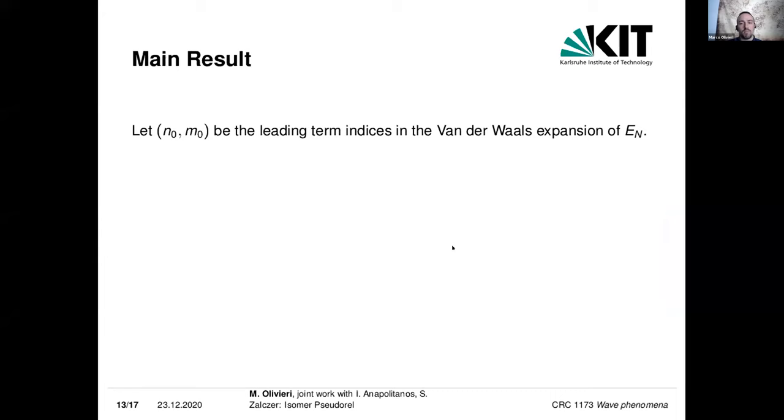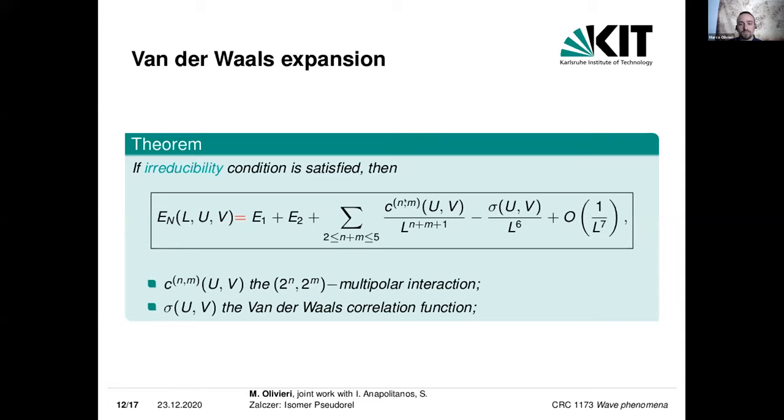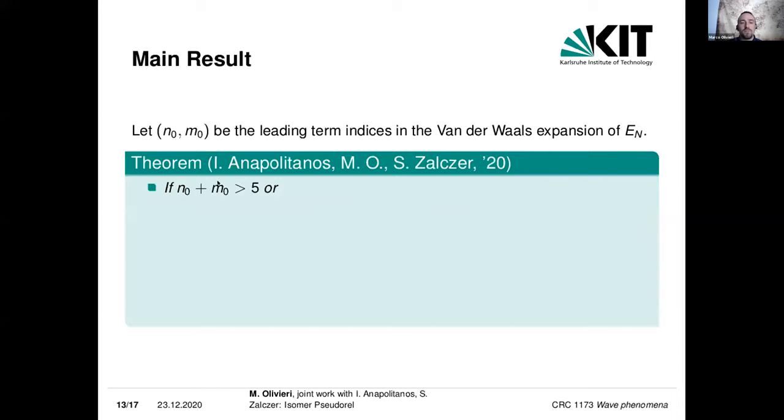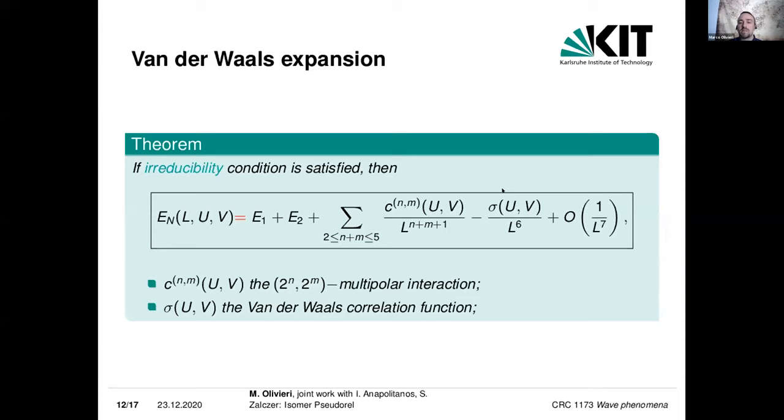the main result. Let's denote by N naught and M naught the leading terms of these expansions, that is the first term here, the biggest term that doesn't vanish. And if the sum N naught plus M naught is strictly bigger than five, or it's strictly lower than five but there's the irreducibility condition. Unfortunately, with our techniques, we are not able to treat the five case, because in this case there's a fight between this and this, and then we don't know if along the reaction there could be the formation of some dipoles that repel each other, and so push away the molecules.